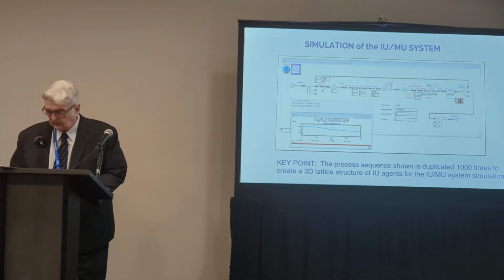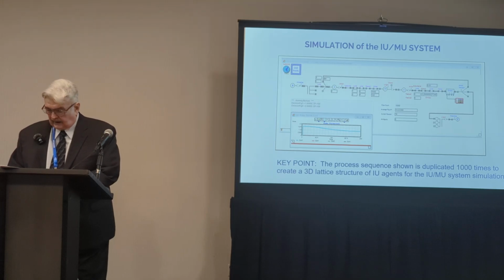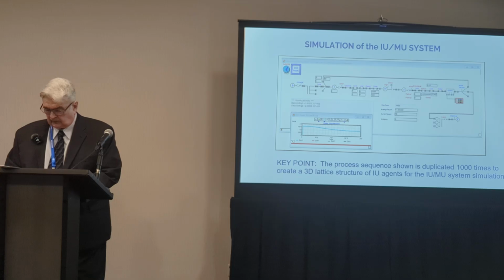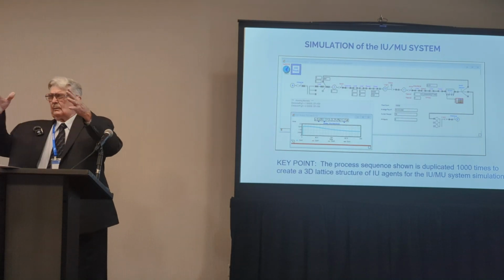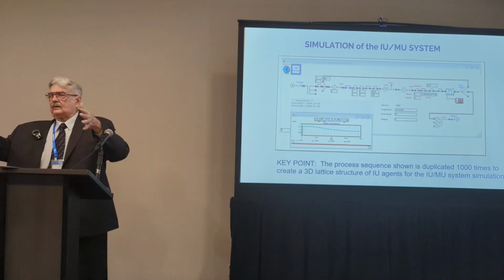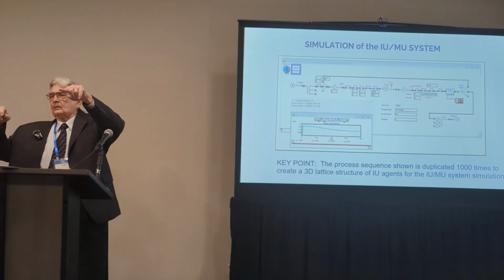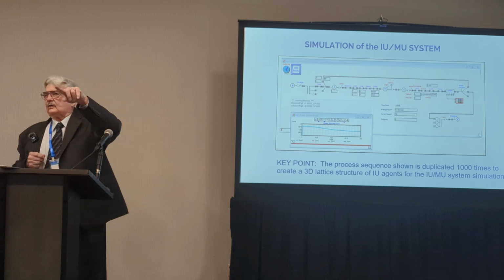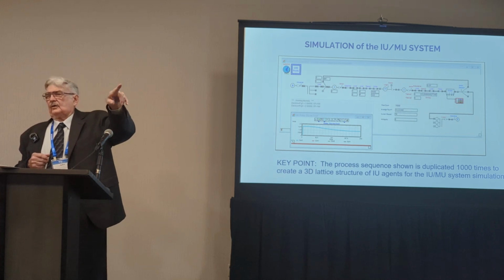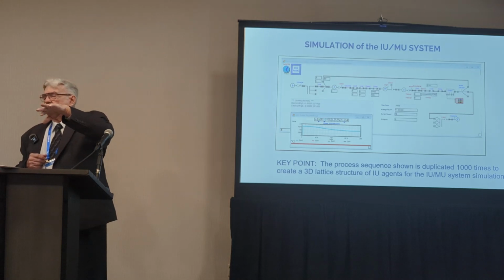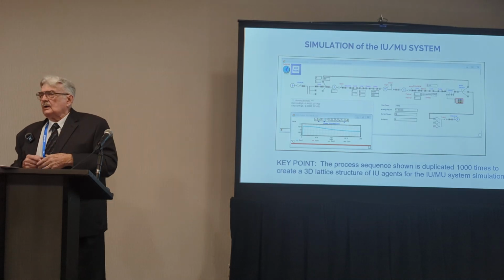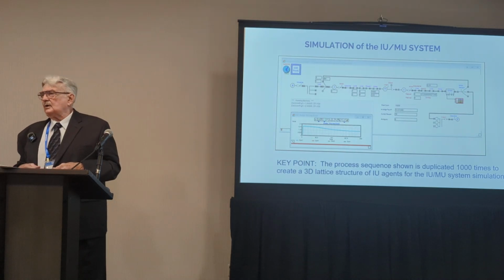The process sequence shown is duplicated 1,000 times to create a 3D lattice structure of IU agents for the IUMU system simulation. And these agents communicate in the lattice. The way I think about it, we have a 3D lattice. At each point in there, there's a bubble. That little bubble is an engine that takes energy from the IU, processes it, and generates helium or hydrogen or some other element, or it fixes an atom, or it works on a disturbance.